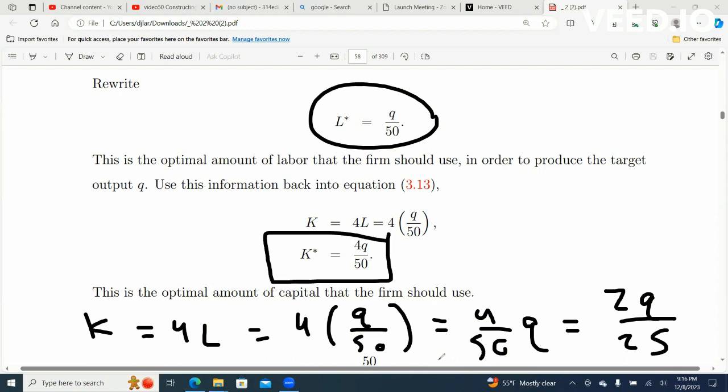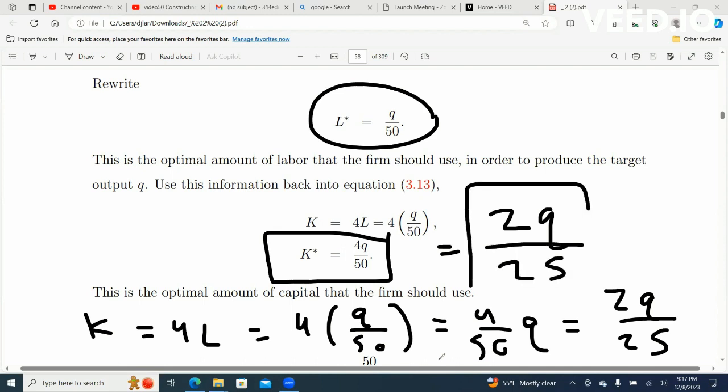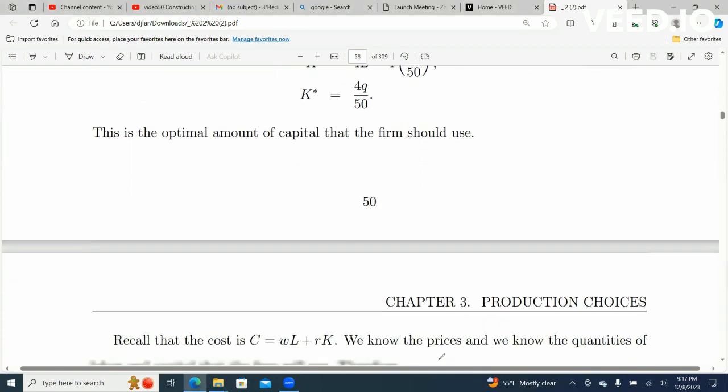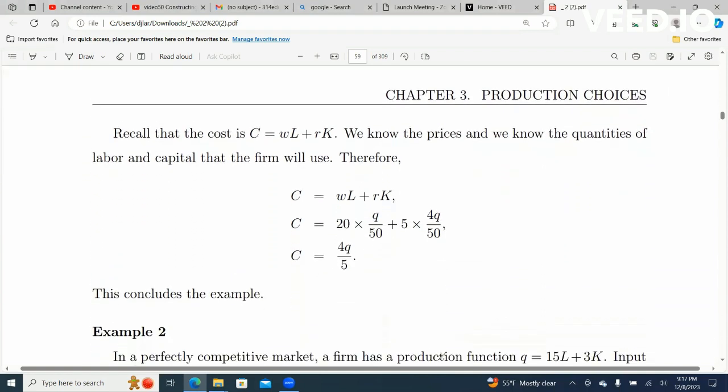Okay, so we got it correct. They just didn't reduce. But am I correct there? They have 2Q over 25. I don't know why they didn't reduce. Of course, we're not moving on. They probably reduce it on the next page. But the correct answer for K star is 2Q over 25. Okay, good. So we're done.